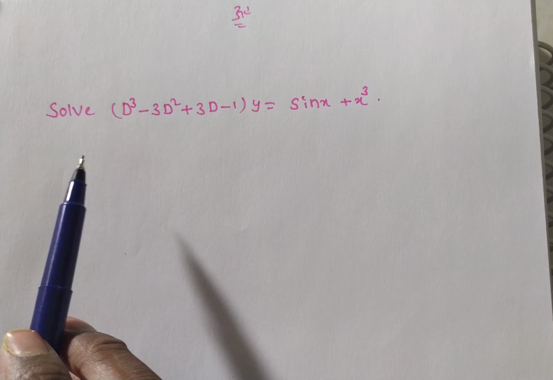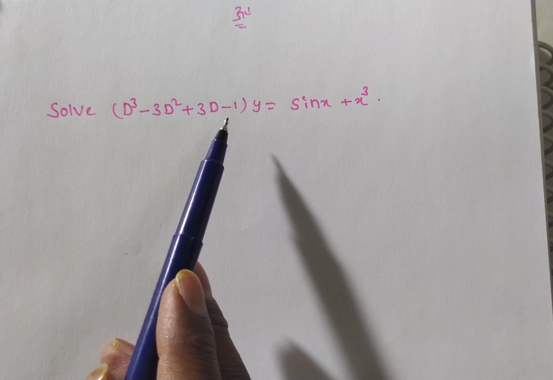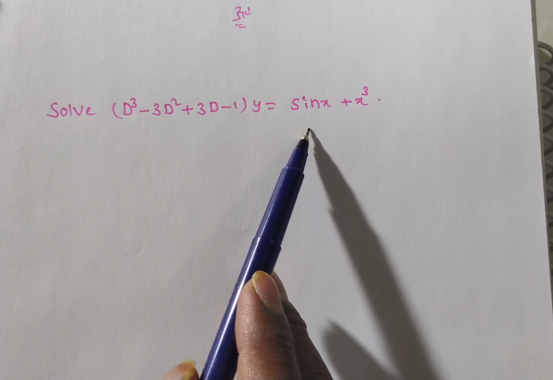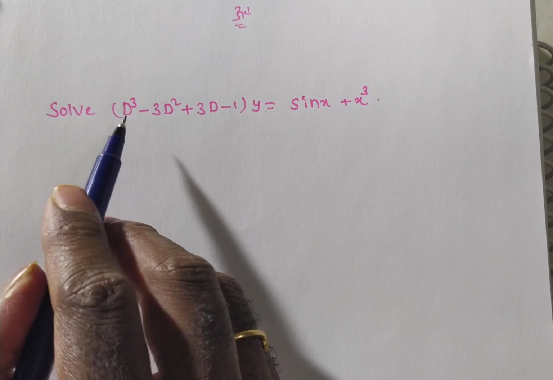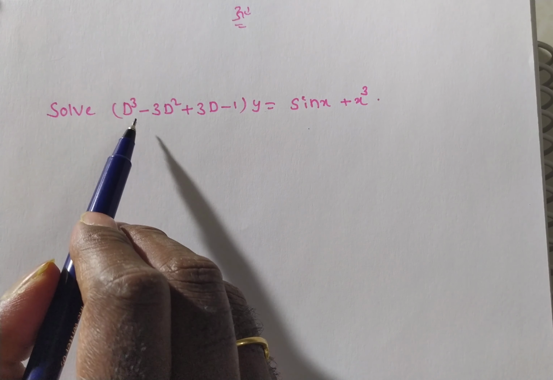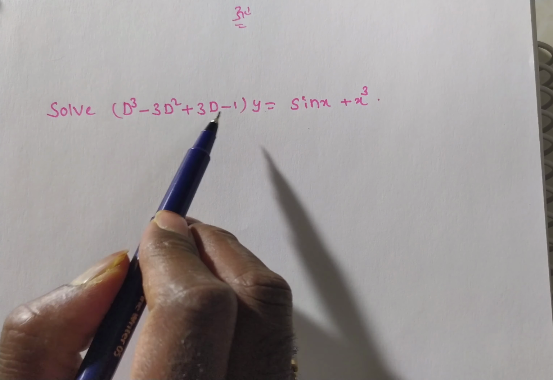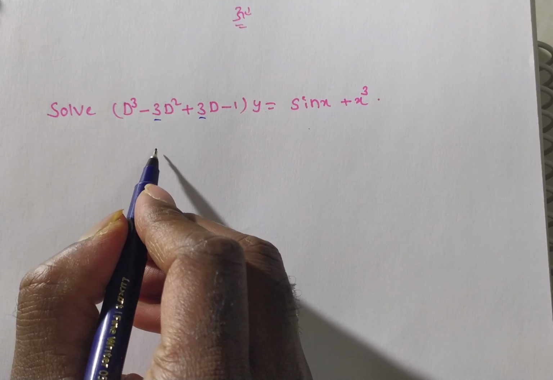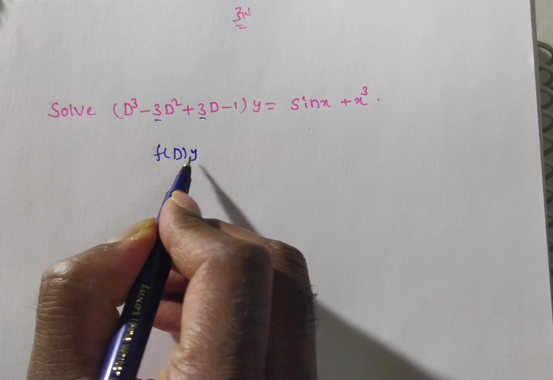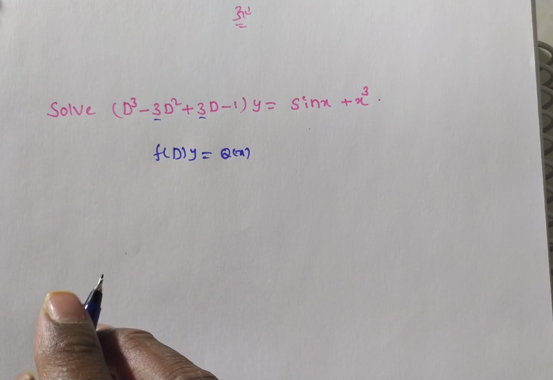The given problem is to solve (D cube minus 3D square plus 3D minus 1) y equal to sin x plus x cube. Now you observe the order of the derivative is 3. So you can say this problem belongs to higher order linear differential equation with constant coefficients. Now it is in the form of f of D into y is equal to Q of x.